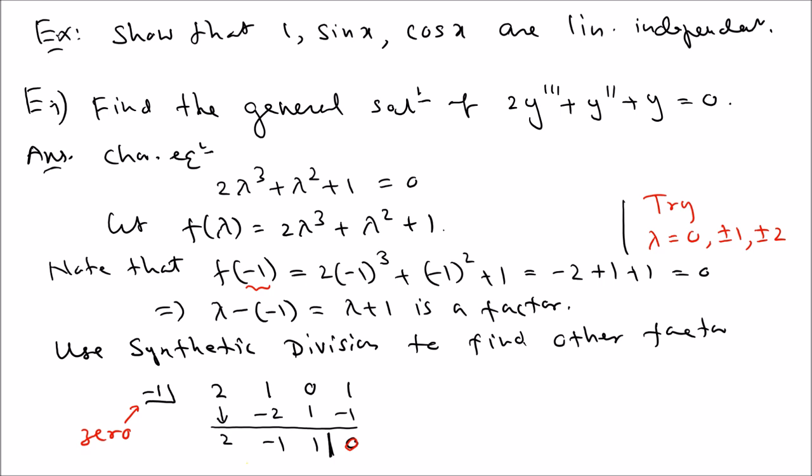So we have the other factor right here: 2, negative 1, 1, those are the coefficients. So the other factor is 2 lambda squared minus lambda plus 1, since there are three terms. Now we set that equal to 0, because we're looking for that. You can see whether you can factor, but it's not easy to find a factor, so let's use the quadratic formula.